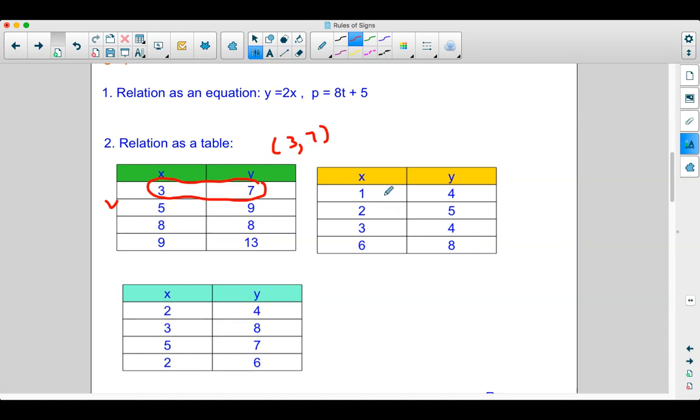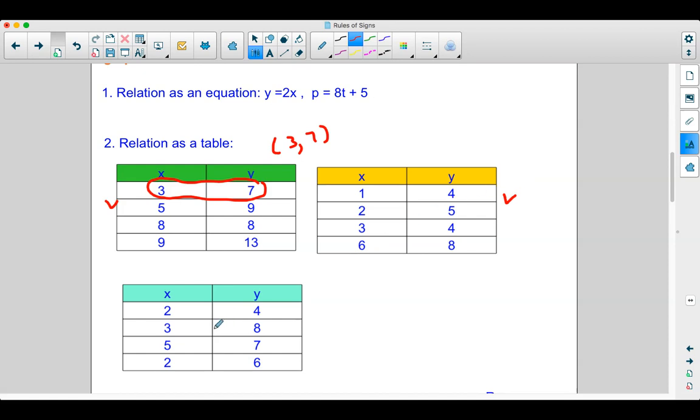How about this one? 1 goes to 4, 2 goes to 5, 3 goes to 4, 6 goes to 8. Notice the requirement for it to be a function is that each input has exactly one output. So the fact that the 4 is repeated is not a big deal. If we had the same element in the input going to 2 different outputs, then that would be a big deal. So this also, despite the fact that 4 is repeated, is a function.